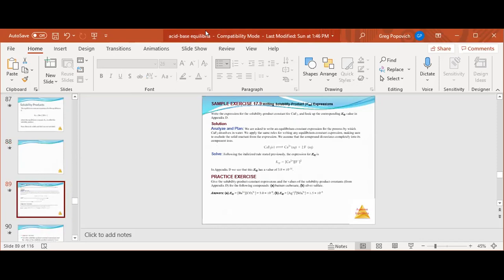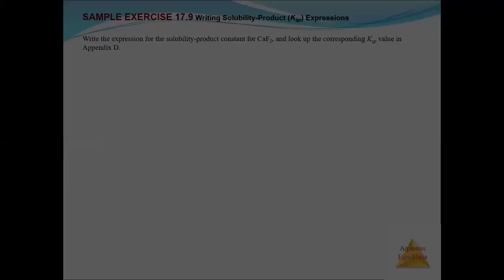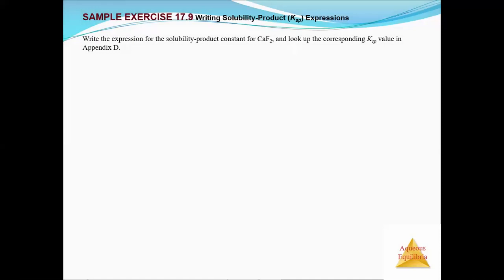Okay, now this is going to be impossible to read unless I go to the slideshow. Write the expression for calcium fluoride and look up the corresponding Ksp value. Ladies and gentlemen, in the back of your books, there are appendices. The first one deals with delta H's, delta G's, and delta S's. The next one has aqueous equilibrium constants. That is what I am talking about.